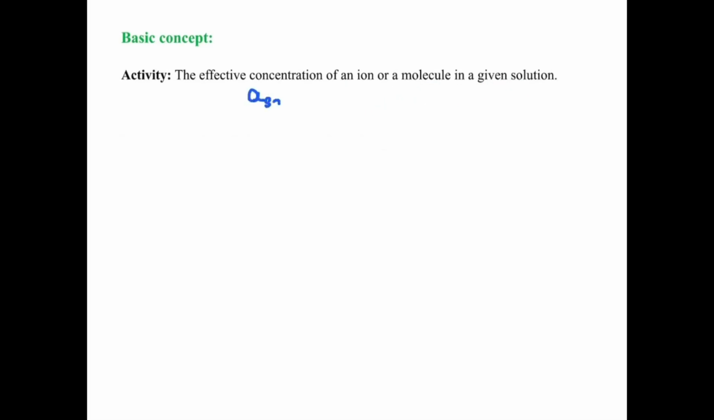Before solving this question, you have to know what is activity and what is activity coefficient. The activity is the effective concentration of an ion or a molecule in a given solution. This activity can be represented as activity of a salt, A plus minus, that will be equal to m plus minus gamma plus minus, where gamma plus minus is the activity coefficient.